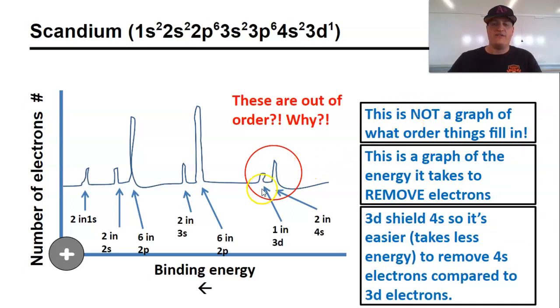Again, this is not how they fill in normally. Now, early on, yep, that's the way it's going to be. But this is talking about removing electrons. So there's higher energy because it's in a lower energy level. Plus, the 3D shields the 4s, so it's easier. It takes less energy to remove the 4s electrons compared to the 3D. Okay, so this electron shields this over here because it's on the inner side.